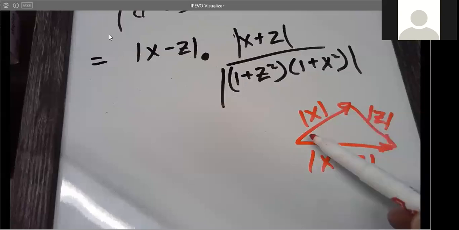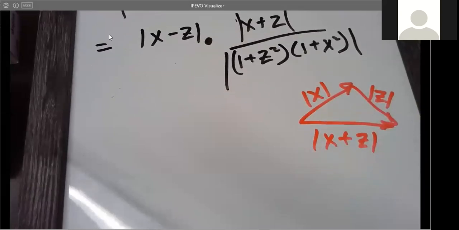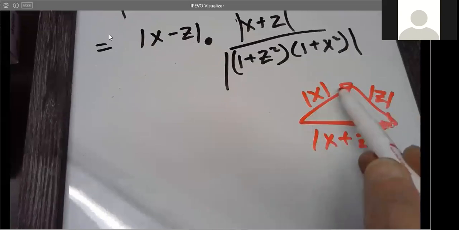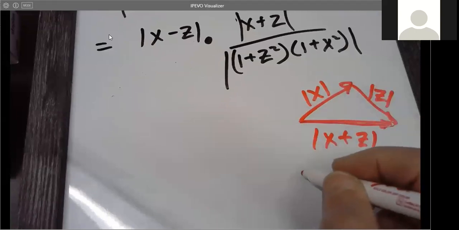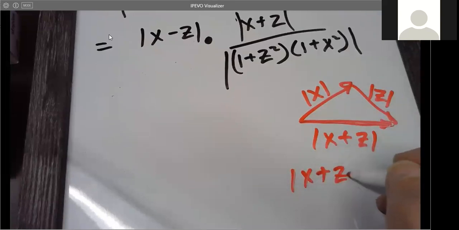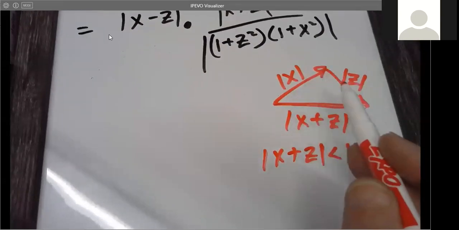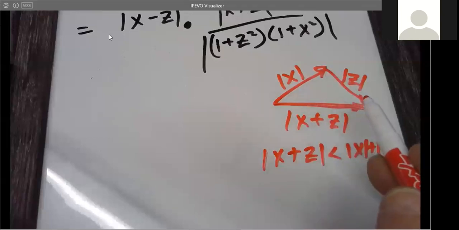Okay, so using vector addition, therefore one side is always going to be less than the sum of the other two sides. So we can say that the magnitude of x plus z is less than the magnitude of x plus the magnitude of z. So this side is going to be less than the magnitude of x plus the magnitude of z.